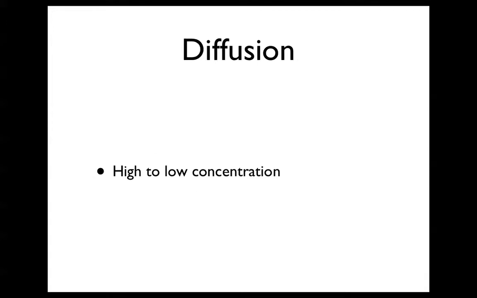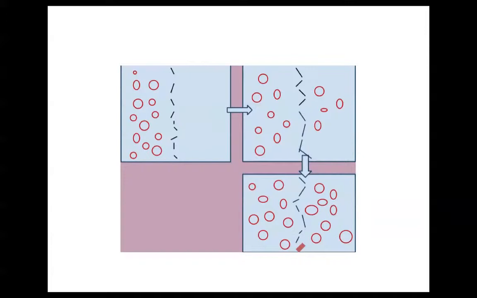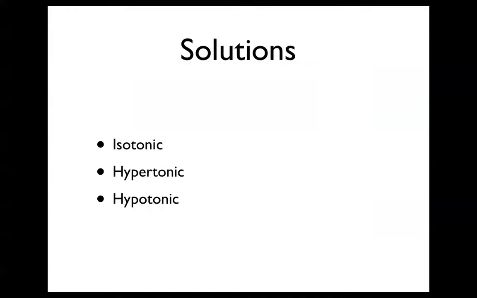First of all, diffusion is the movement from high concentration to low concentration. This is the picture of diffusion. As you can see, the movement is from high concentration to low concentration, and eventually both sides become equal.